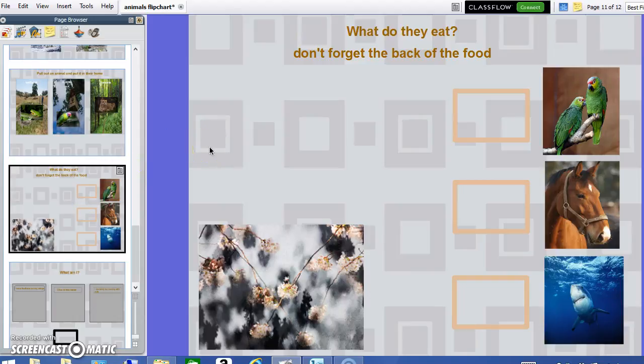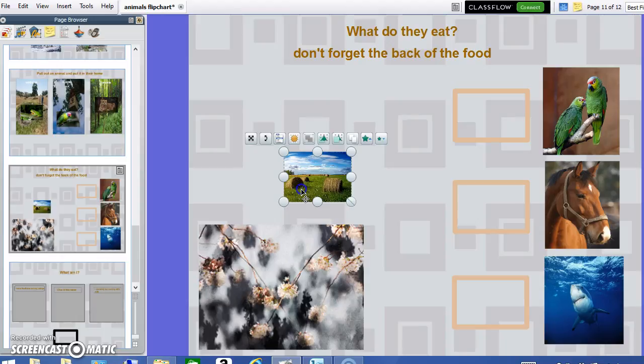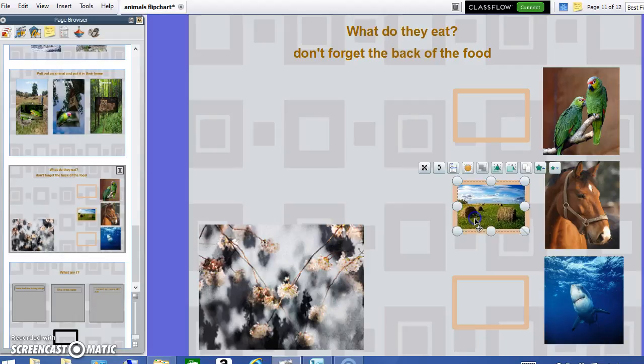This activity, I put it for the students to help them know what food these animals eat. The students have to pull the picture that is behind this flower, and this is the hay. The students have to know which of these animals eats the hay. The horse eats the hay.